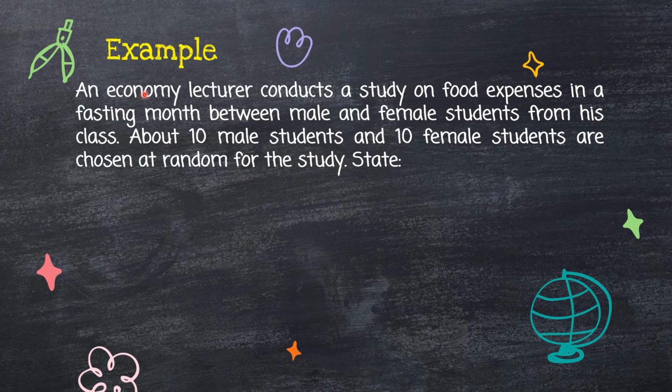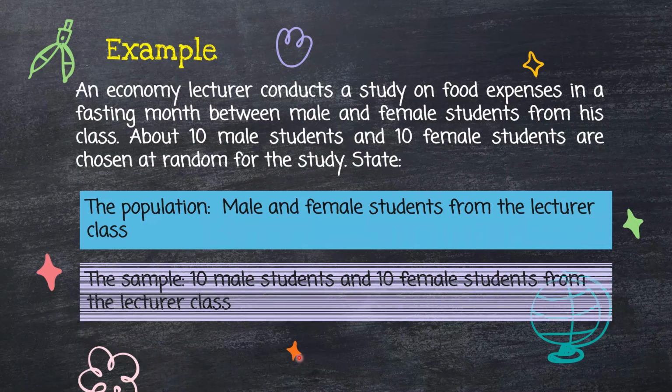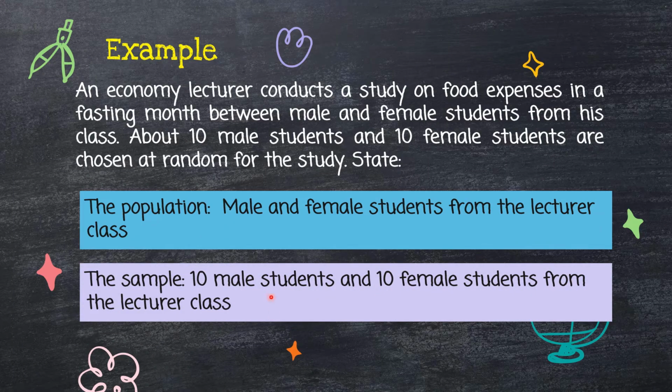Next example. An economics lecturer conducts a study on food expenses in the fasting month between male and female students from his class. About 10 male students and 10 female students are chosen at random for the study. So state the population and sample. The population here is the male and female students from the lecturer's class, whereas the sample is the 10 male students and 10 female students from the lecturer's class.